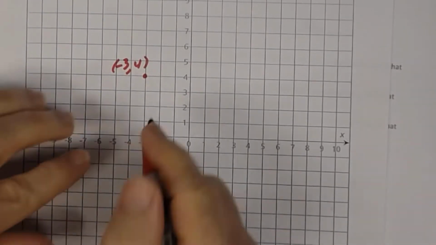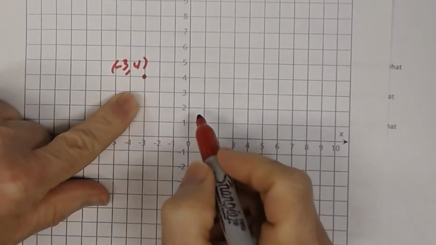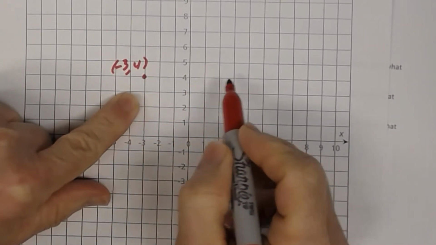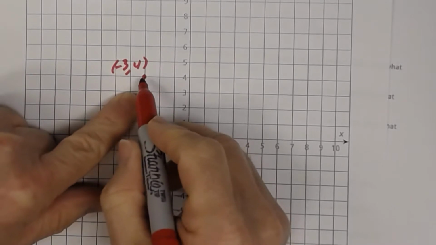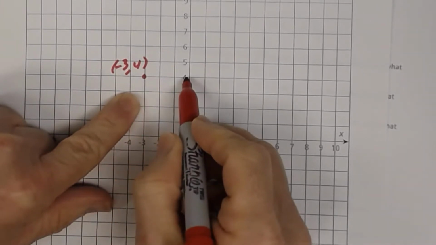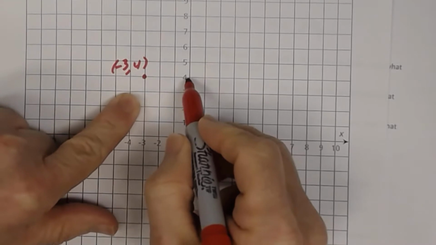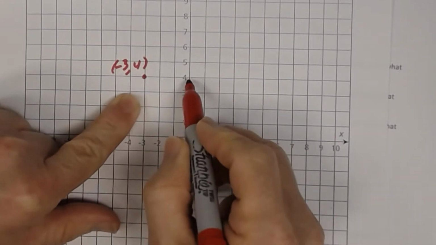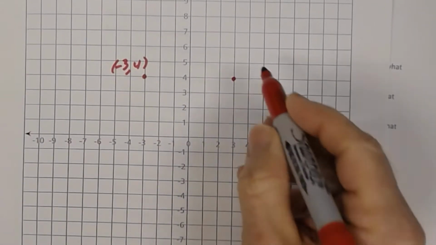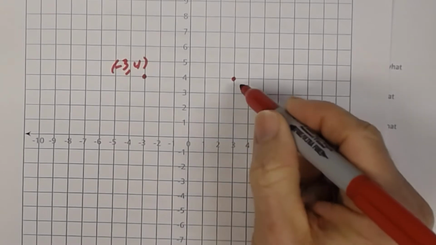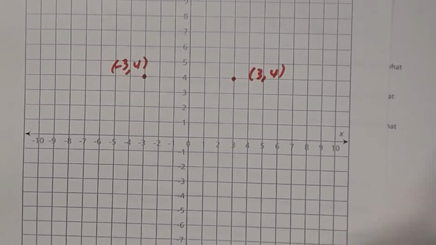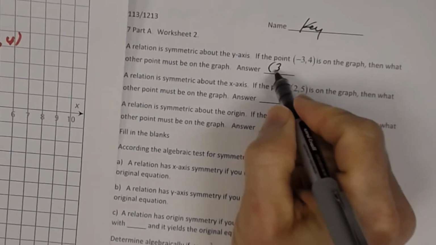So that means that if it is symmetric about the y-axis, then the distance from the y-axis should be the same on this side as well. This distance here is 1, 2, 3 units from the y-axis, so the other point should be 3 units from the y-axis as well. 1, 2, 3. So there's that other point, and the other point would be (3, 4). So that's the answer to number 1.